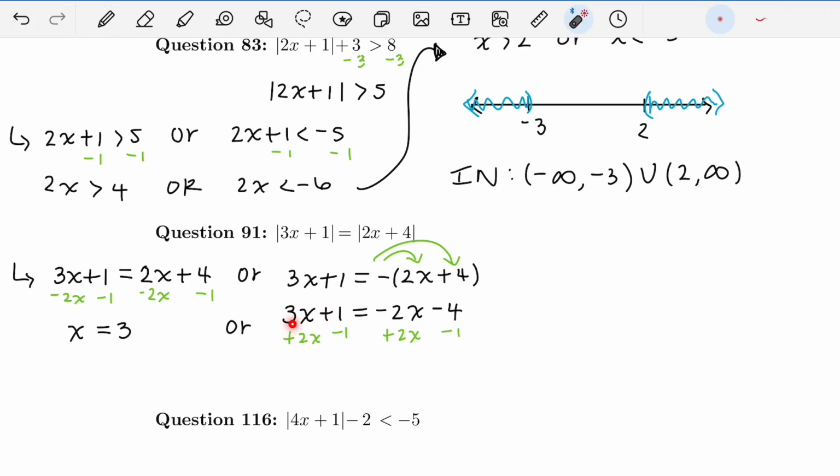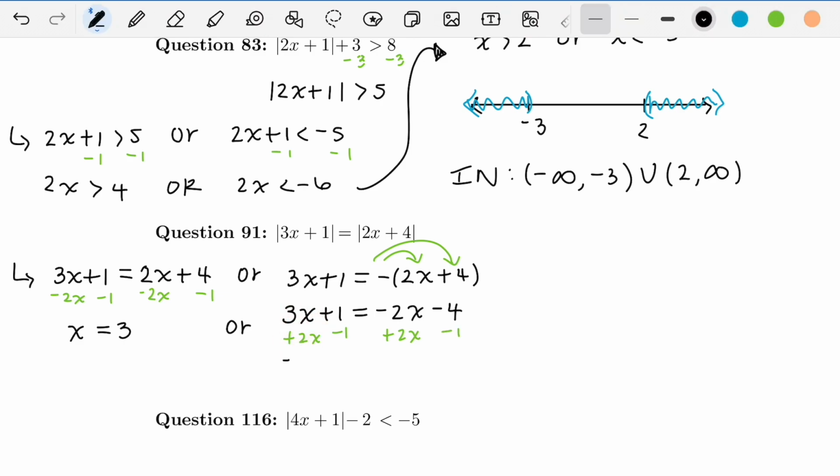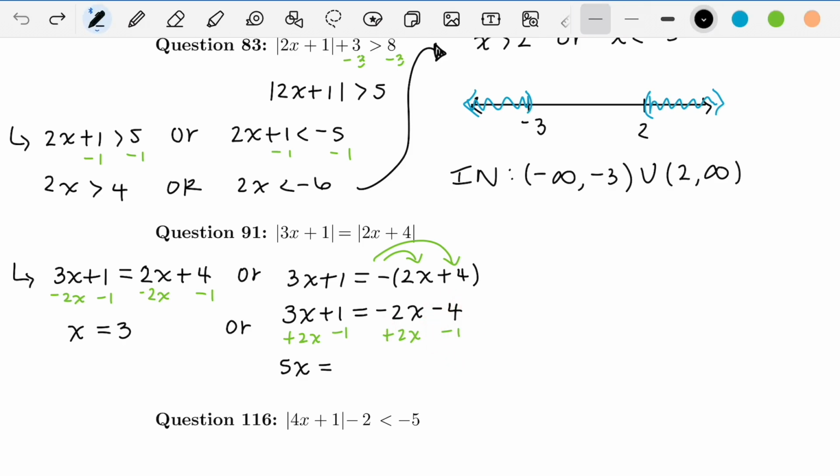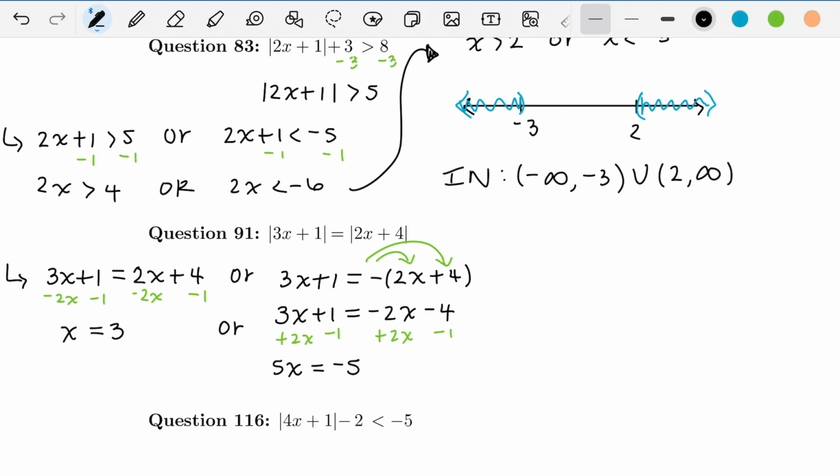So now we have 3x plus 2x. That'll give us 5x's. And then we got rid of this 1 here by subtracting 1. These guys cancel, so what's left on this side is minus 4 minus 1, which gives us a minus 5. So then we'll just solve for x by dividing by 5 on both sides. So this tells us x is going to be equal to minus 1.